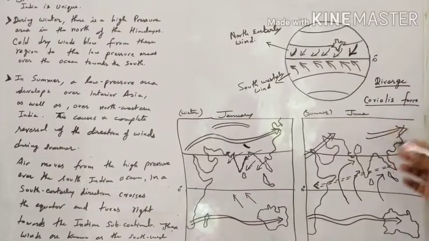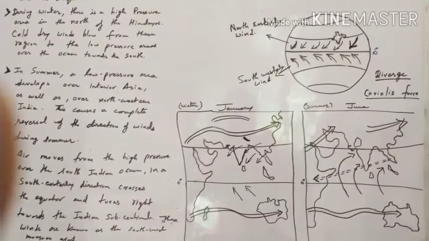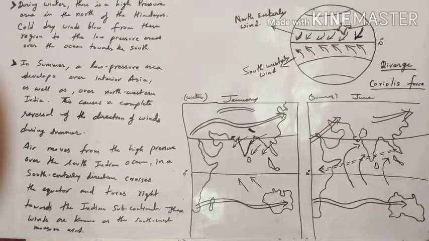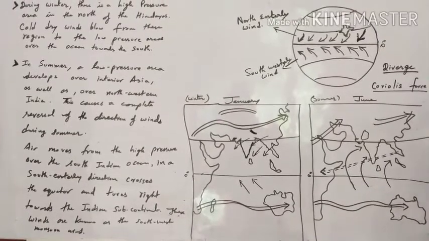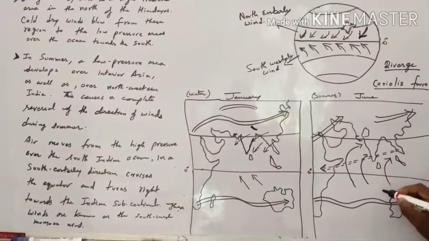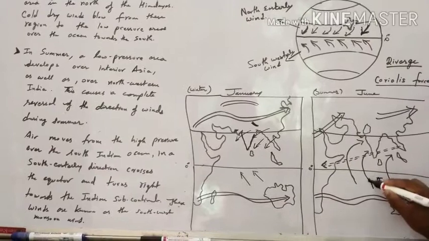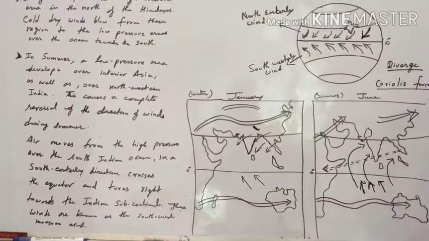So the huge portion of this land will attract the wind from the south. Now how it happens, let us understand with the help of the diagram. When the low pressure is created, the wind which was blowing towards the west from the tropical region.